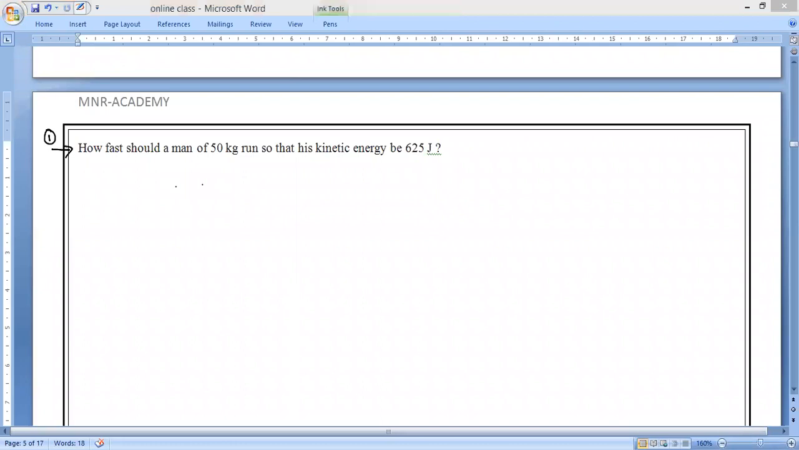That's fine, right? What is our answer? Tell me. 5 meter per second. 5 meter per second. Very good, Pradosh. So now what is the given data?